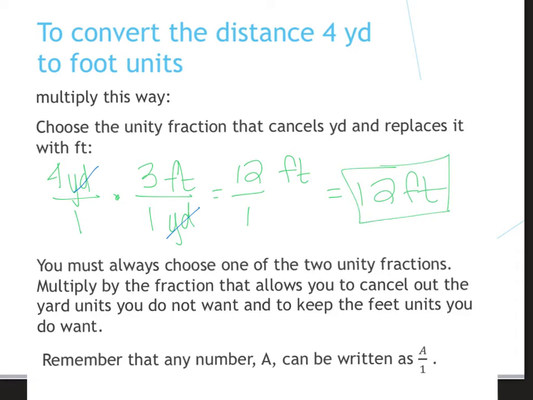You must always choose one of the two unity fractions, multiply by the fraction that allows you to cancel out the yard units that you do not want, and to keep the feet units that you do want. And remember, any number a can be written as a over 1, so that we can write any number as a fraction.